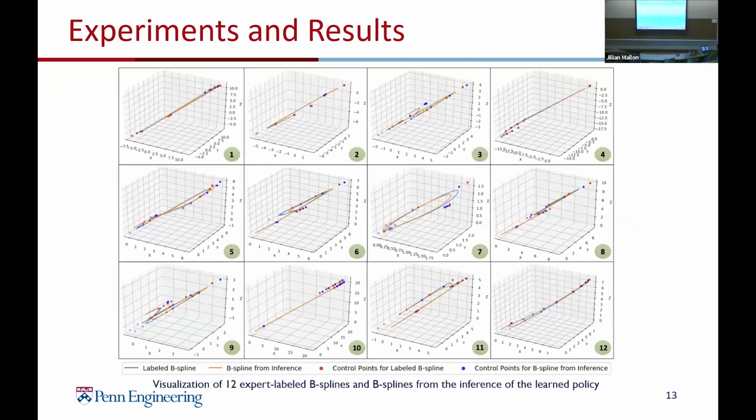And to better visualize and qualitatively analyze the result, we randomly collect 12 B-splines generated by the learned policy and compare them with corresponding B-splines generated by the expert planner. As you can see from the plot on the slide, the B-splines from the learned policy almost perfectly align with those from the expert planner. Combined with the fact that the learned policy is able to traverse a complex and cluttered environment, we can show that the learned policy can replicate the expert behavior perfectly.